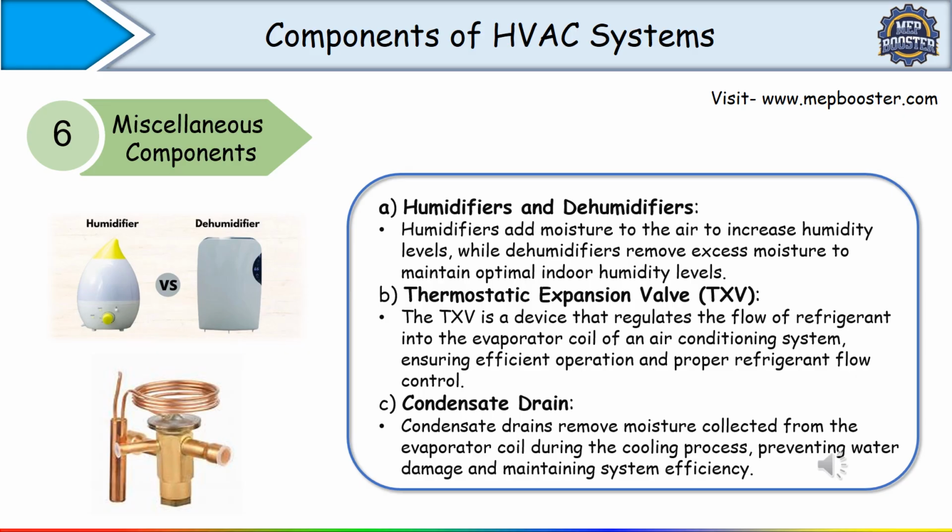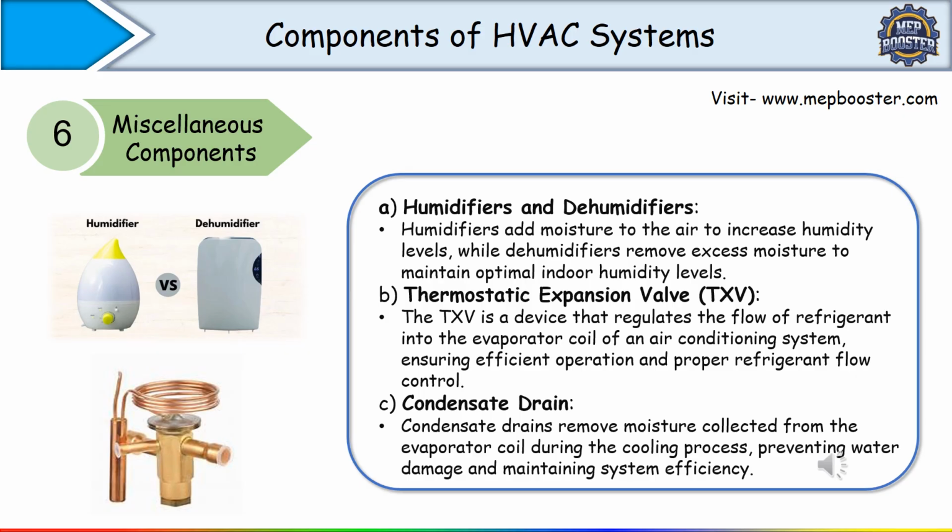So if this condensate is not removed from the system, what happens? It can accumulate and lead to issues such as mold growth, water damage and reduced system efficiency. That is why we have to drain this water from the air conditioning system. Okay, so for that we have different components: the condensate pan, the condensate drain line, and the condensate pump to remove the water.